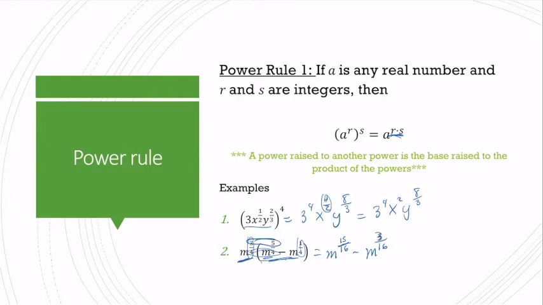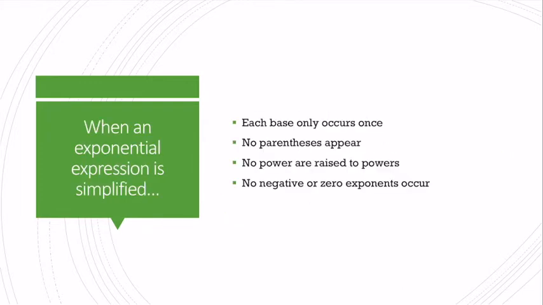And I cannot simplify this any further because my exponents are not to the same power, right? We can't combine like terms unless our variables are raised to the same power. So how do I know when an exponential expression is fully simplified? Well, it's the same as when we were working with integer exponents. Each base occurs only once. There are no parentheses. No powers are raised to other powers, and there are no negative or zero exponents.